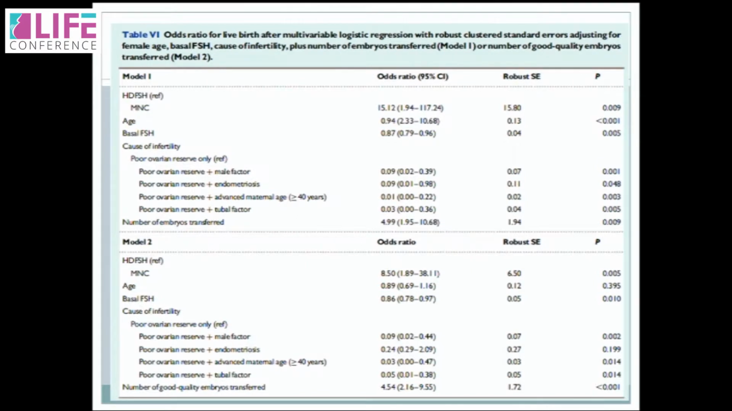And that was pretty amazing. In the multivariate analysis, including all these variables, comparing the high-dose FSH as their standard with the modified natural cycle, the modified natural cycle had an odds ratio of 15 for pregnancy compared to the high-dose FSH. They did that once looking at all the embryos they got and once looking at only the high-quality embryos. For the high-quality embryos, the odds ratio was 8. That was really much more than what was expected from the high dose.